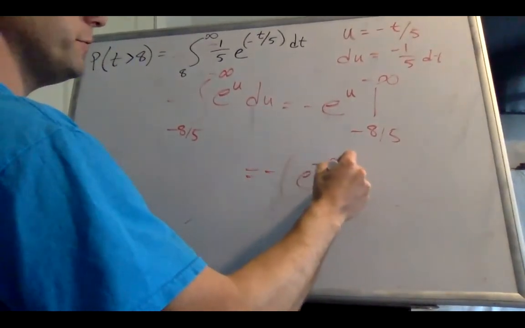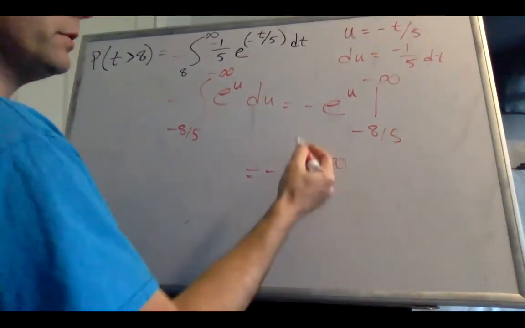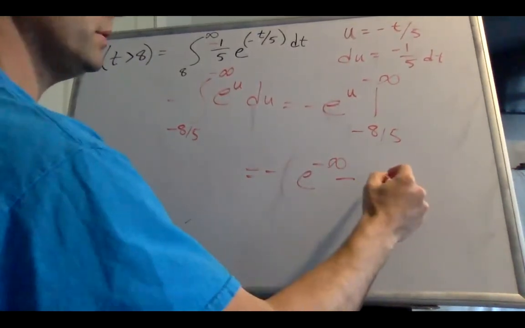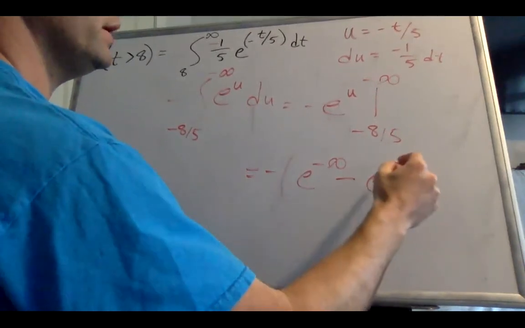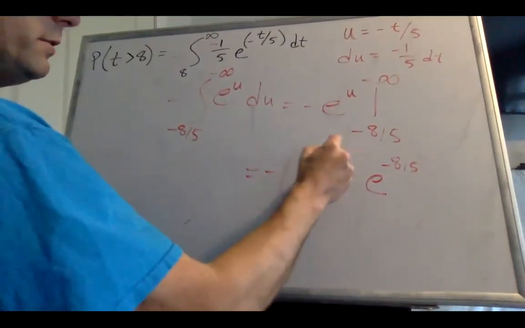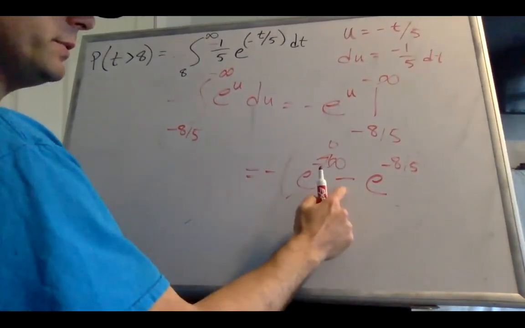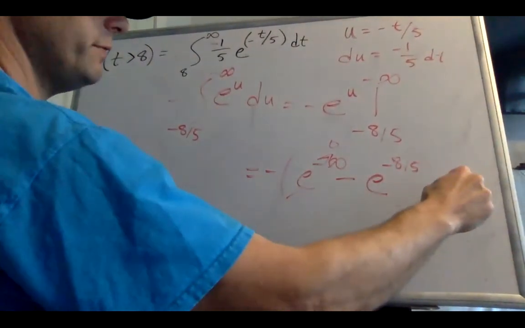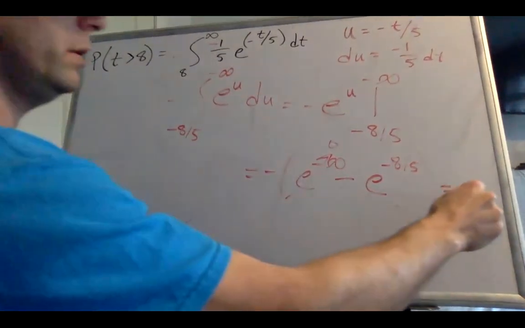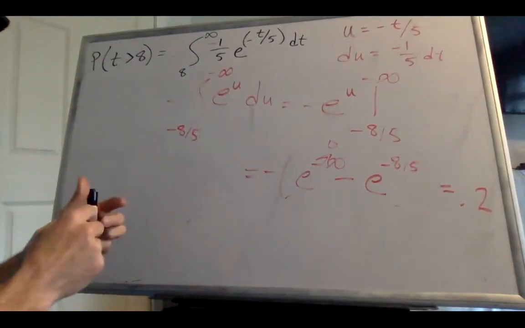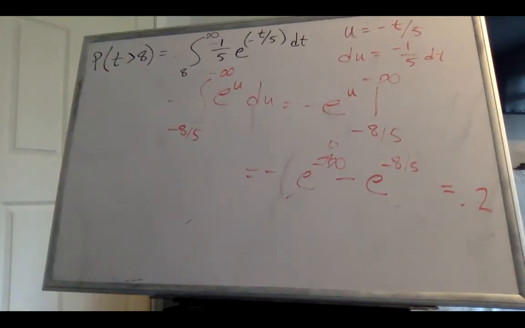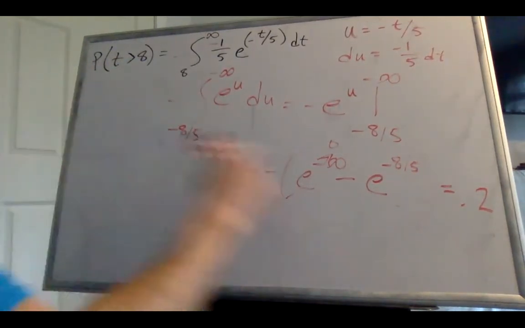And so that equals negative e to the minus infinity. So that's 1 over e to the infinity. That's going to go to 0. I put the negative out front, and then so minus e to the negative 8/5. So this is going to go to 0 right here. And then we've got a minus minus, which is a plus. So positive e to the minus 8/5. I think I did that out in my notes, and I got 0.2. So 0.2. What that means is the likelihood that the time to failure is 8 years or longer is 20%.